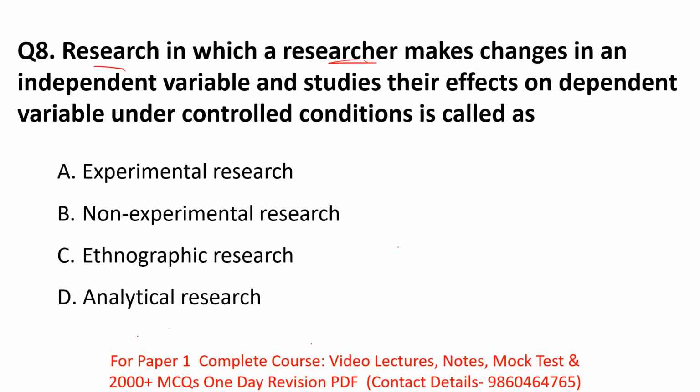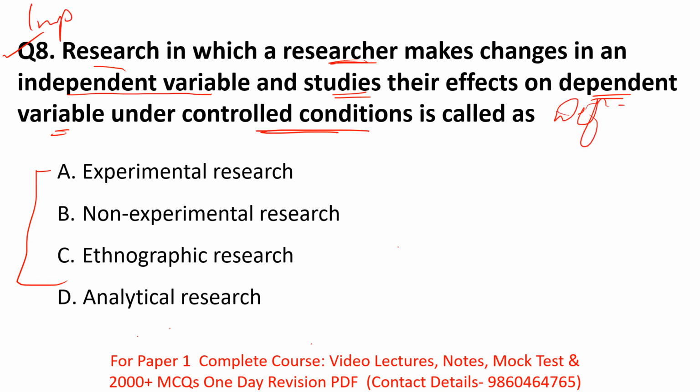Research in which the researcher makes changes in an independent variable and studies their effects on the dependent variable under control conditions is called. So this is the definition of one of the following types of research, and we have to select the one correct option for which research this definition describes. This is a very important question. Many times examiners ask the same question in many government universities, so you have to read the question again and again.